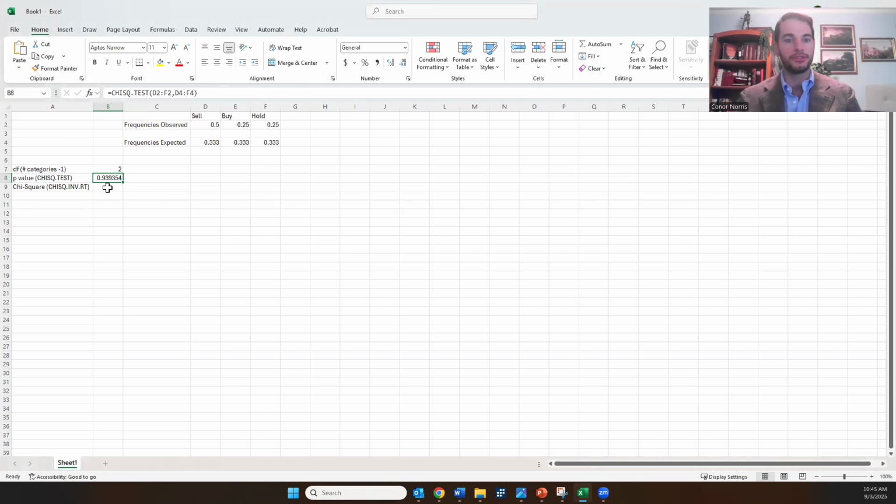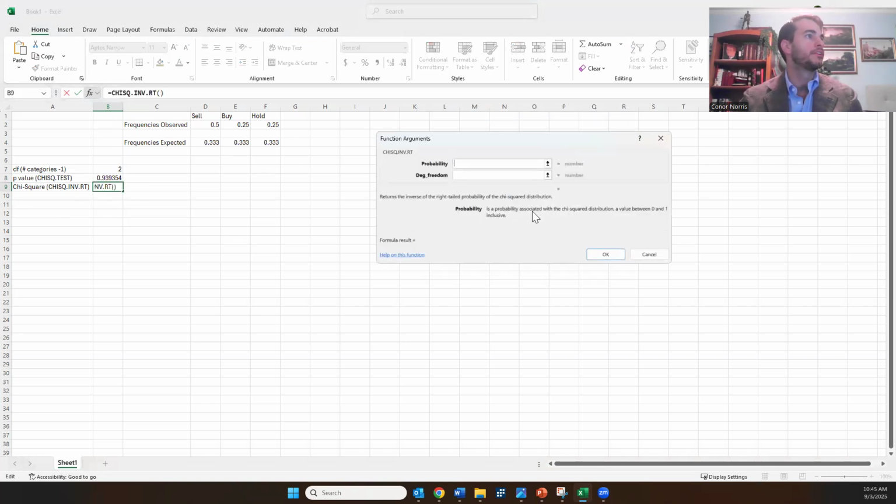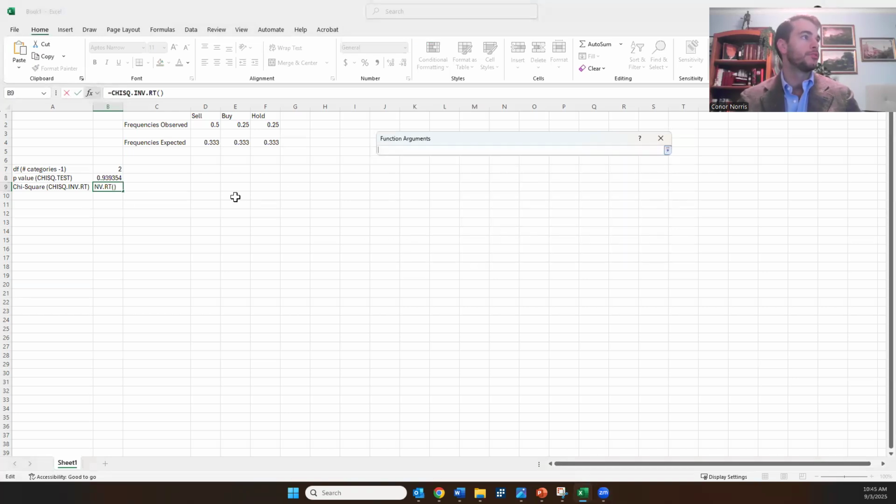So using our degrees of freedom and the p-value, we can have Excel calculate the chi-square statistic. So we're going to use the CHISQ.INV.RT. So again, just go to the function, searching for the chi-square, with the inverse RT right there. Select. So we include the probability. So that's just looking for the p-value.